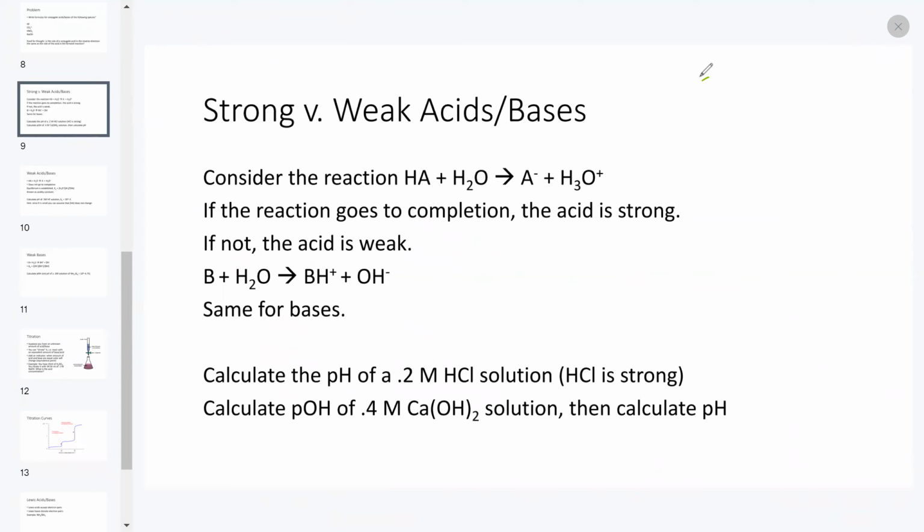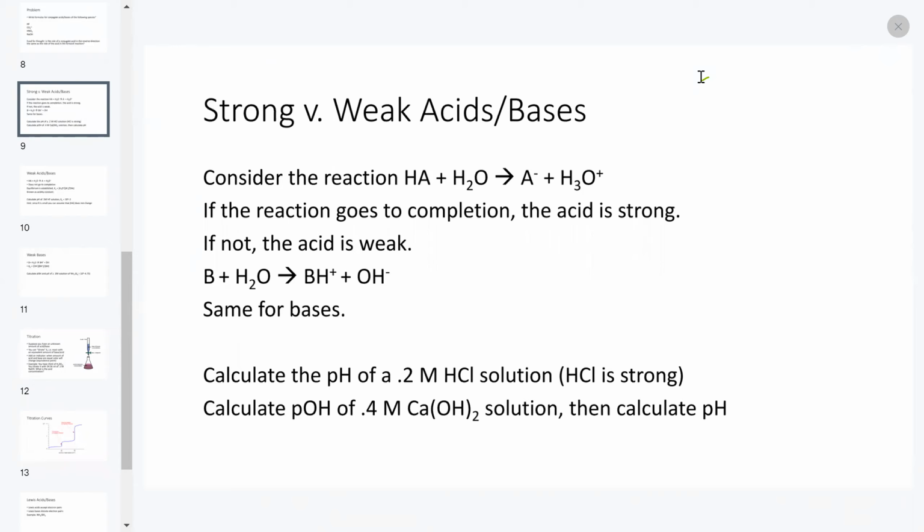So let's talk about strong acids and weak acids, and strong bases and weak bases. So this definition is actually fairly simple. Let's say we have this generic reaction, some acid plus water goes to A minus plus H3O plus. If the reaction goes to completion, the acid is strong. That's it. If the reaction does not go to completion, then the acid is considered to be weak.